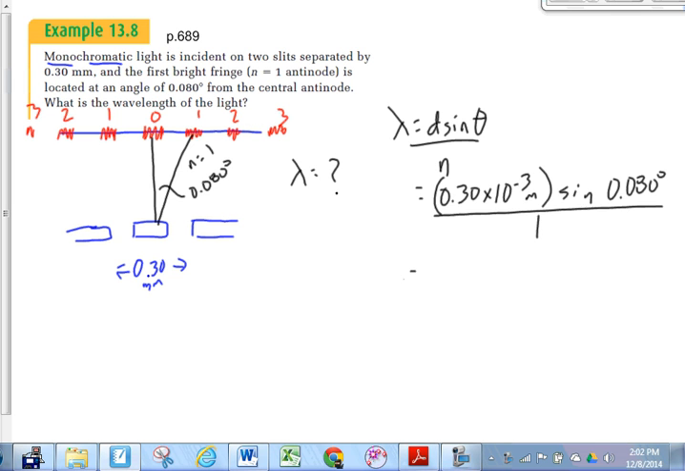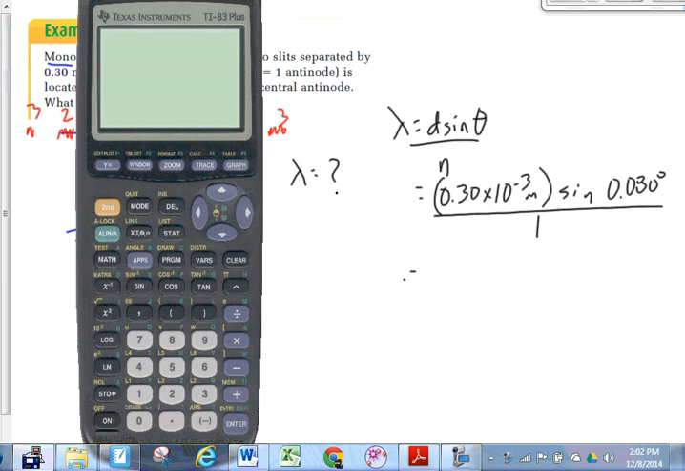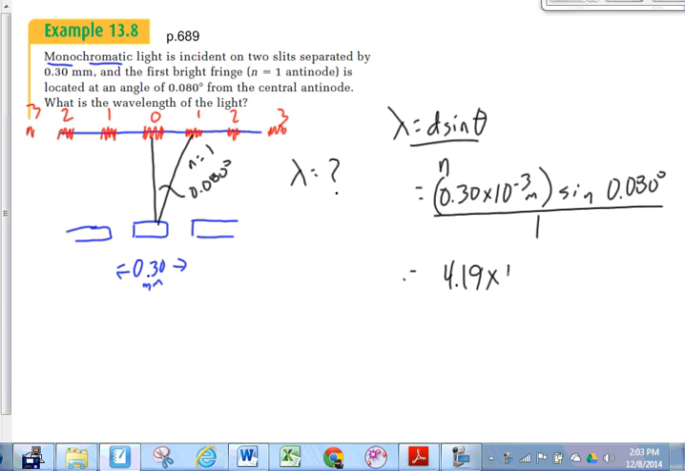Let's figure out what this is now. Make sure in degree mode here. Okay, that's a small angle, and I don't know what it is, but whenever people see small angles, they seem to want to go to radians. They seem to think, oh, I should be in radian mode. You'll never be in radian mode in physics 30, ever. Just a really, really small angle, that's all. We end up with 4.19 times 10 to the negative 7 meters.